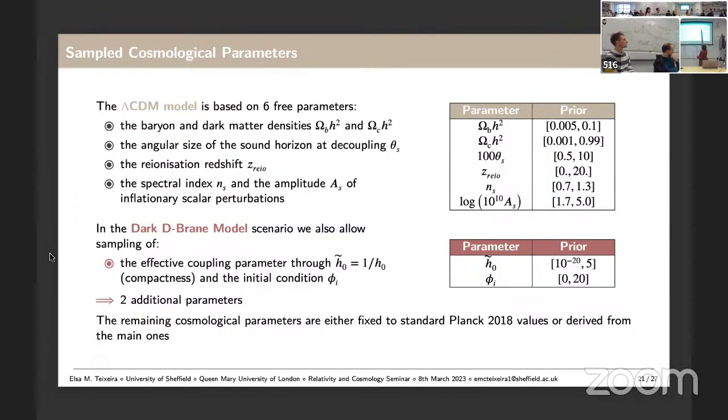To do so, we take the usual 6 parameters of lambda CDM, and then we have our 2 parameters, which are basically the same as sampling gamma naught, because we will have a degeneracy between H naught and gamma naught, and so V naught, the scales of the warp factor and the potential. We sample just one, and the other one is fixed by a shooting method in the cosmological evolution, and then also the initial condition. So we have 6 parameters plus 2 of our model, and the rest is fixed to Planck 2018 with lambda CDM.